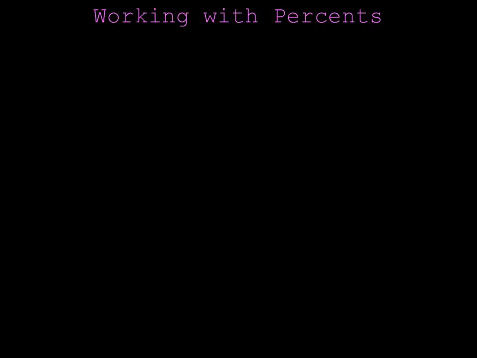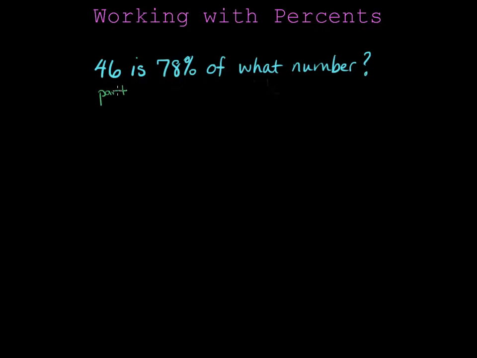Hi, in this video we are going to work a problem that has some more difficult numbers. So let's do 46 is 78% of what number? And first thing we have to do is figure out what pieces we've been given and what piece we're looking for. 46 is the part. "Is" is always a clue that the number associated with it is the part.